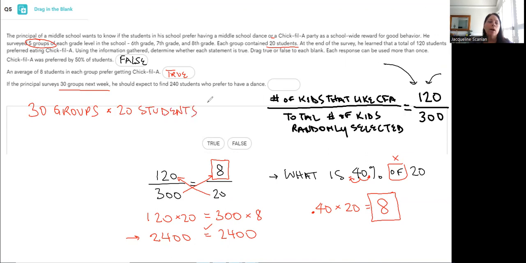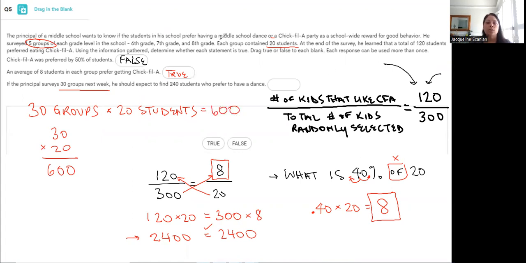Now, I'm not going to draw out 30 groups, but you can imagine if I drew out 30 groups and put 20 students in each group, the fastest way to get this total amount of students would be to multiply, right? So I first need to figure out the total number of people. So I'm going to do 30 times 20, and I get 600. Okay, that's step 1.